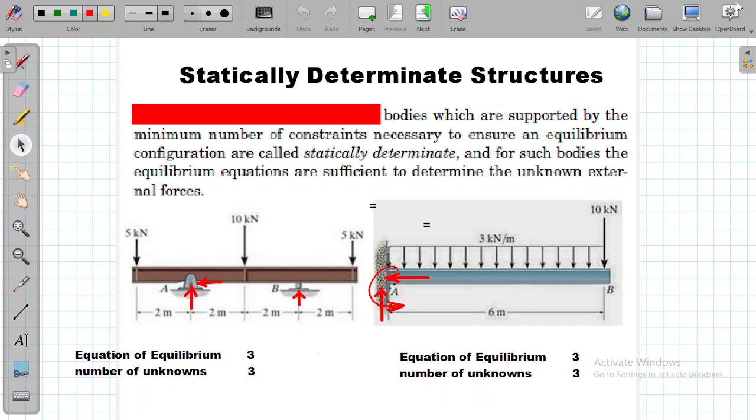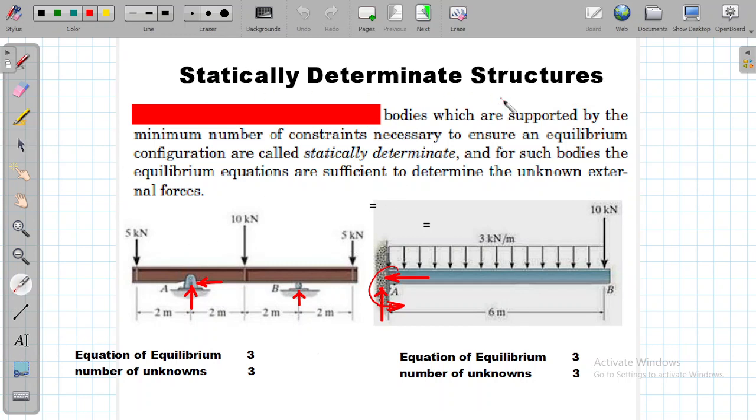Today we are going to discuss structures from the equilibrium point of view. Structures from the equilibrium point of view can be categorized as statically determinate structures, and also as statically indeterminate structures. So let's see what statically determinate structures are.